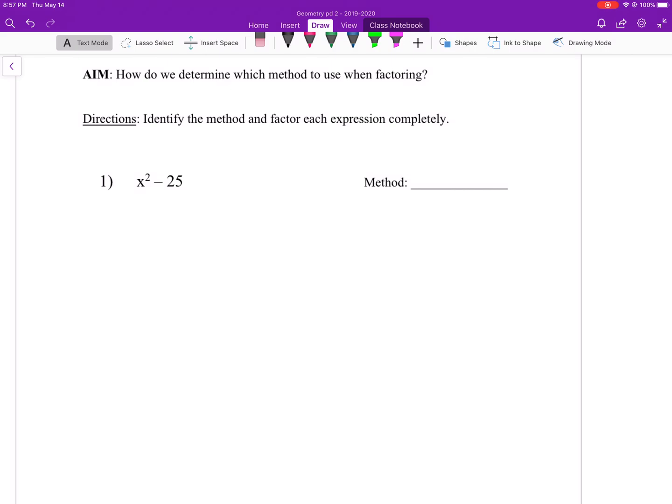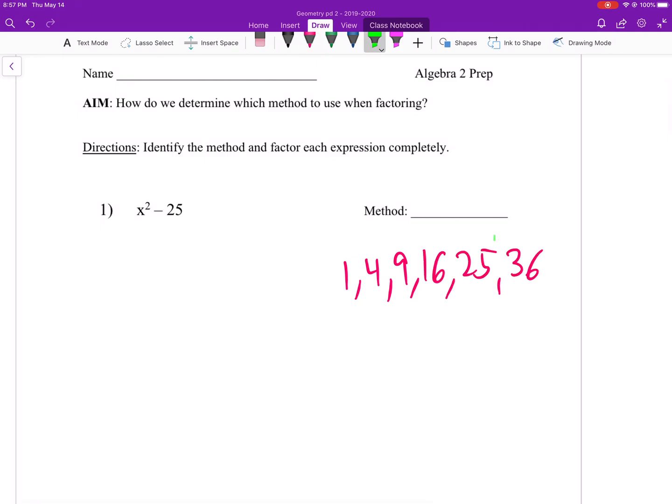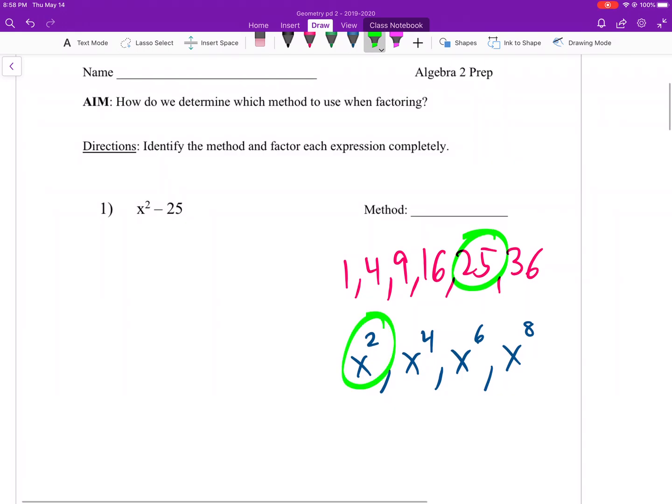And remember what your perfect squares are. Perfect squares are 1, 4, 9, 16, 25, 36. And you could see 25, that's a perfect square. It can be for variables as well, really anything to the second power and then even from there. So x squared, x to the 4th, x to the 6th, x to the 8th, and so on and so forth. Another perfect square, because x times itself gives you x squared. So those are both perfect squares.